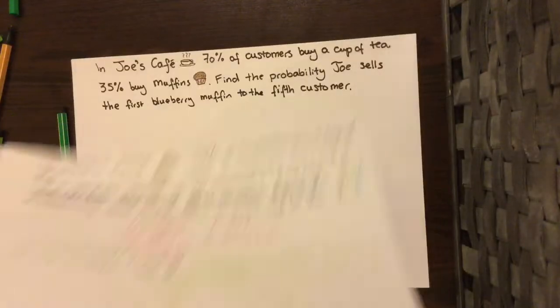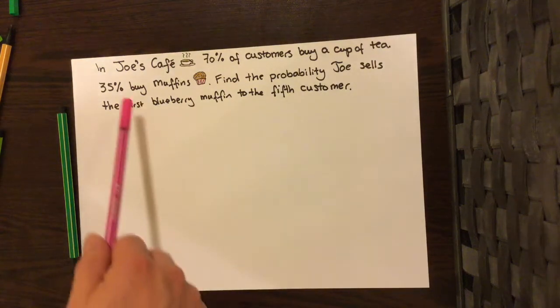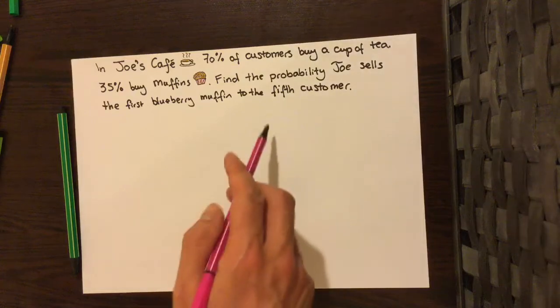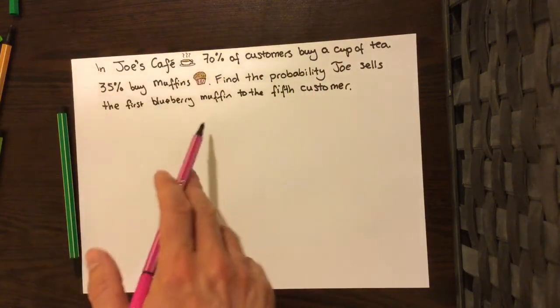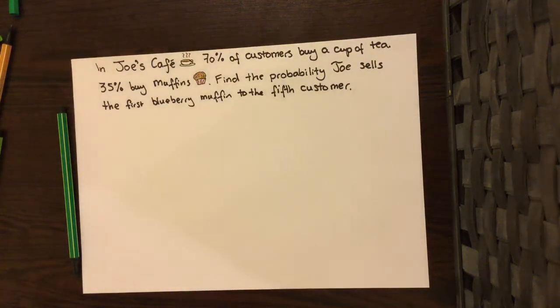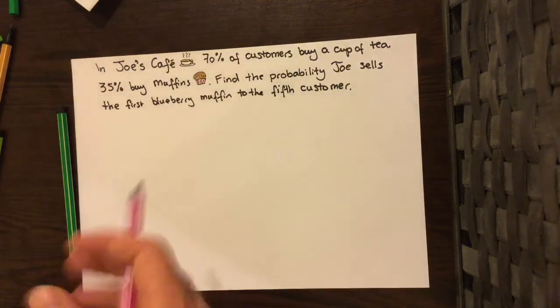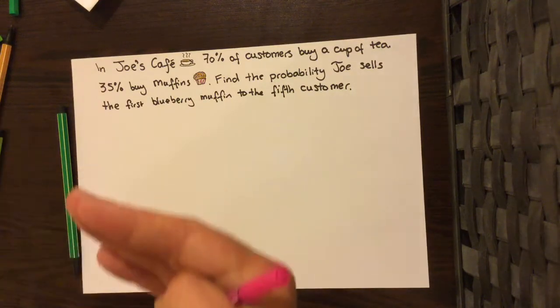Now we're still in Joe's Glorious Cafe, and this time we're looking at customers buying muffins. So 35% buy muffins. Find the probability that Joe sells the very first blueberry muffin, wow they look good, to the 5th customer. Now in our normal binomial situation, you think about, okay, well, you got 5 people happening, so n must be 5, and the first one is the 5th person through.